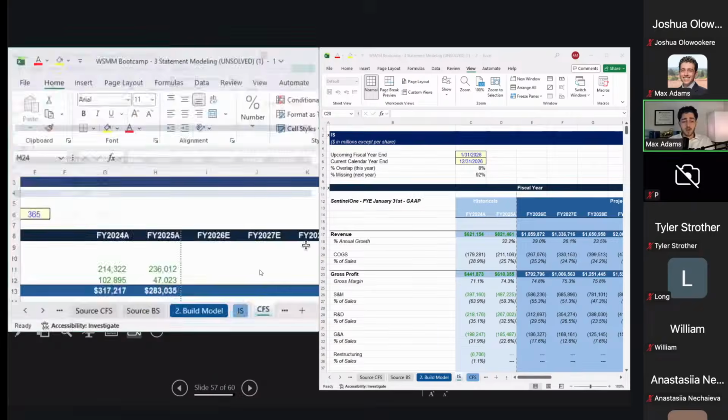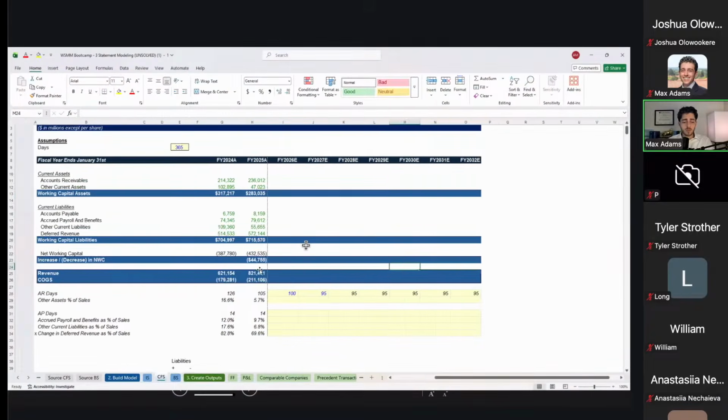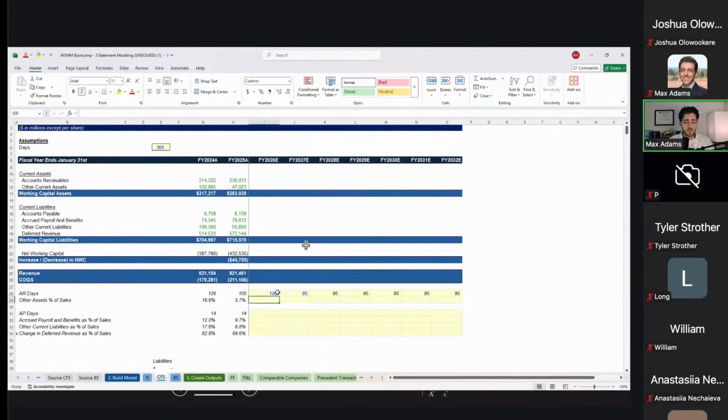I'm also going to pop this screen open a little bit more because we don't need the right-hand side now. Next up, other assets as a percentage of sales. For this one, I'm just going to hold it flat. Keep it super simple. Copy this over. Okay, great. So now this is going to be held flat. And then accounts payable days, I'm basically just going to hold this flat as well.